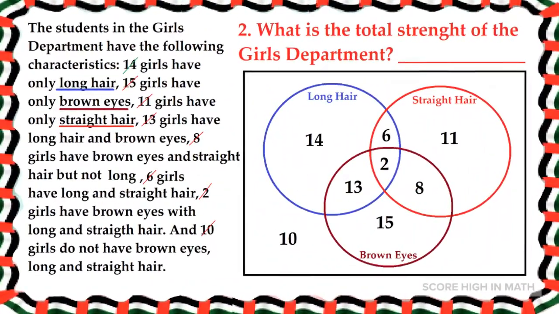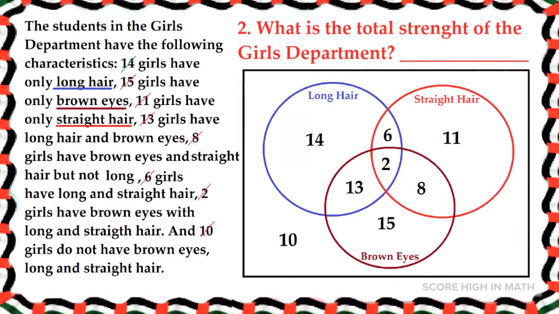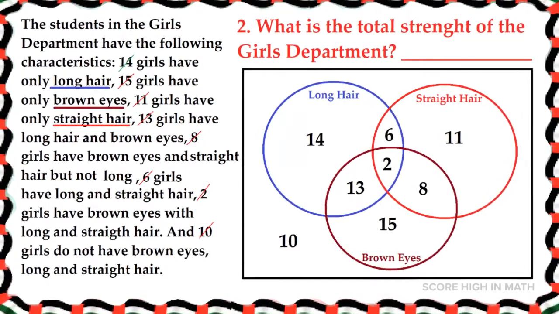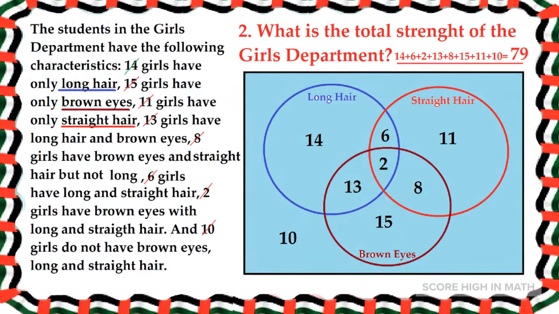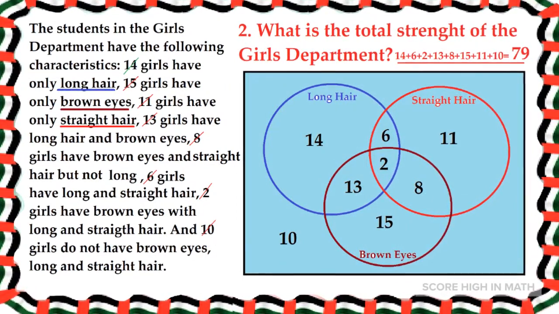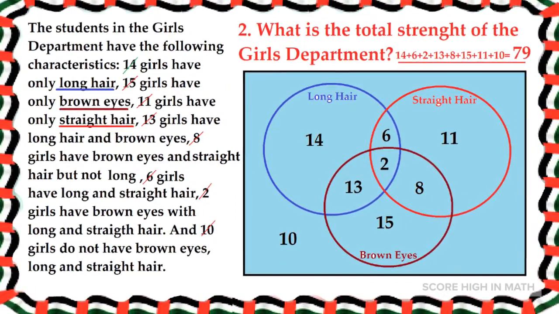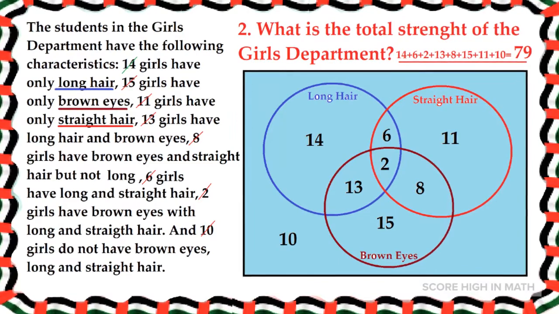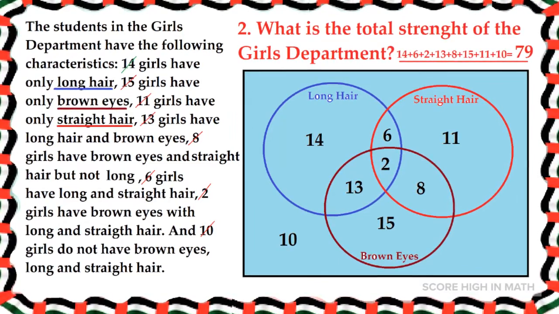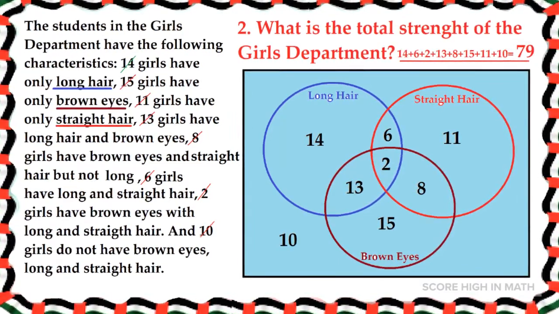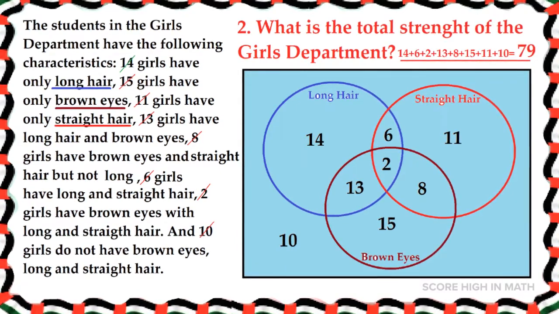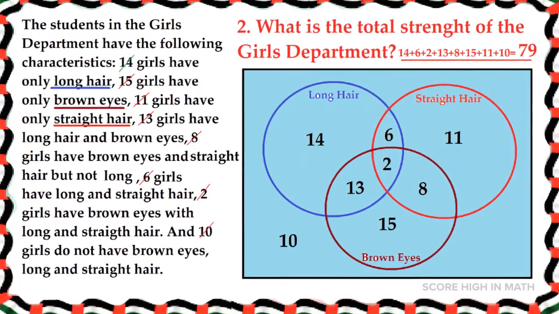On question number 2, what is the total strength of the girls' department? The total strength of the girls' department is all the elements in the Venn diagram. It is 14 plus 6 plus 2 plus 13 plus 8 plus 15 plus 11 plus 10. The total is 79 students.